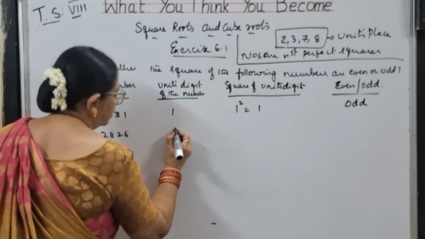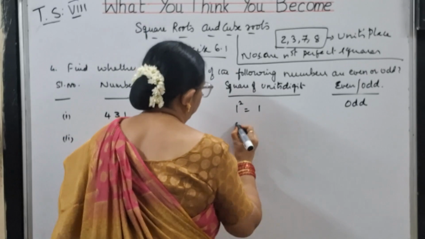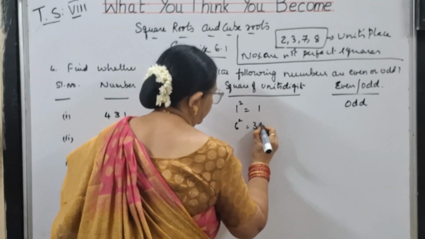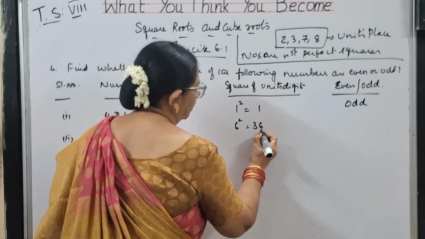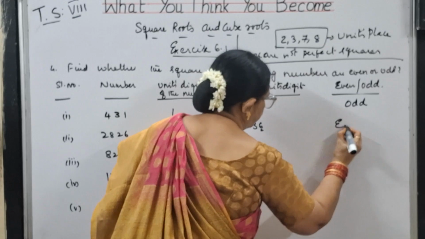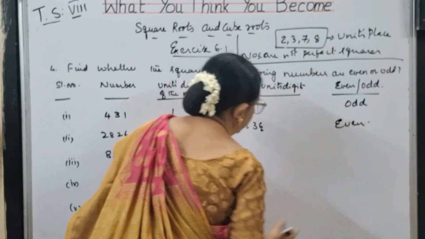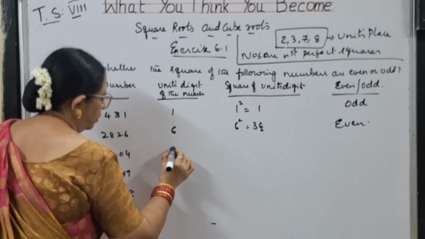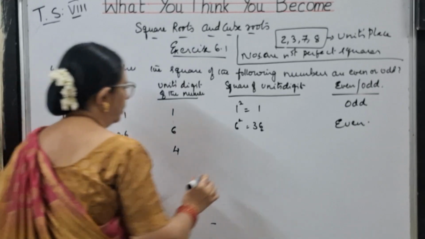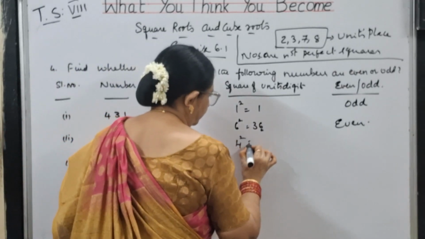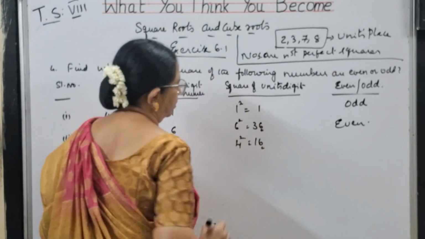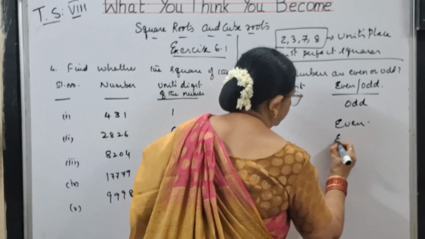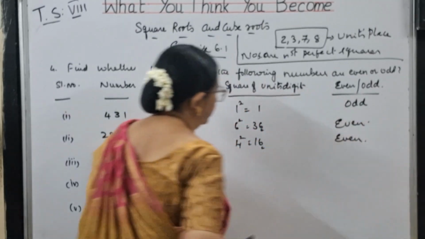Second one, units digit is 6. The square of 6 is 36, so the units digit is 6. 6 is an even number. So it is an even number. And 4, units digit is 4. 4 square is 16, so units digit is 6. So this is also an even number.